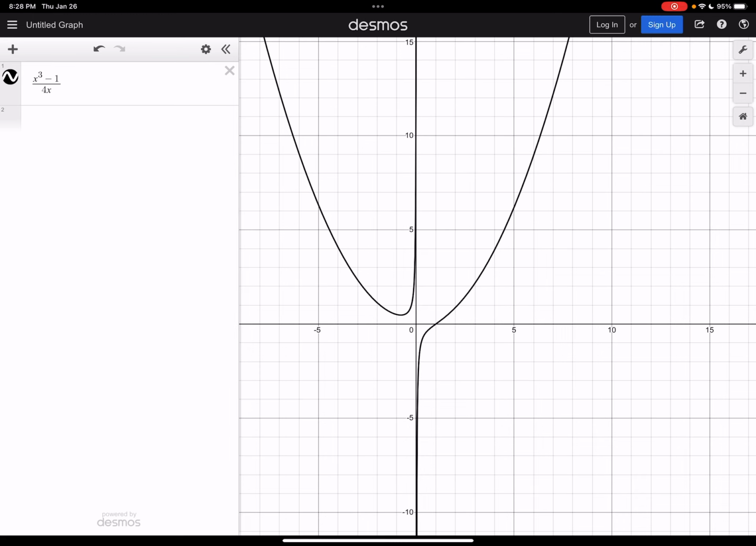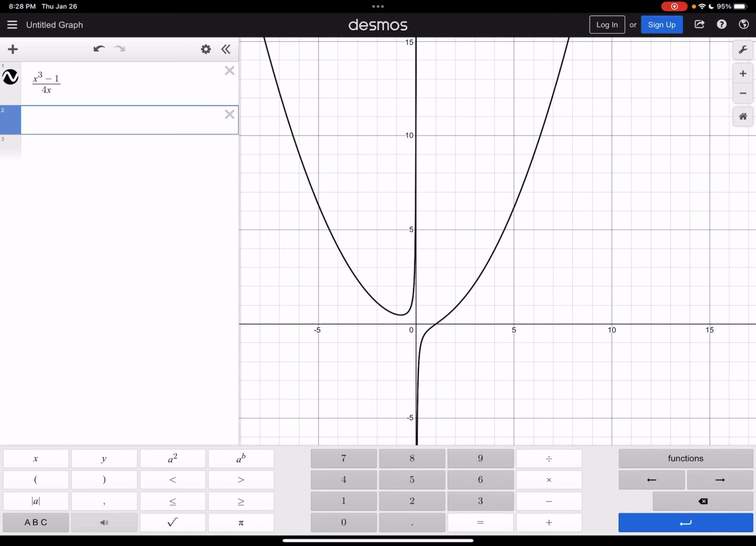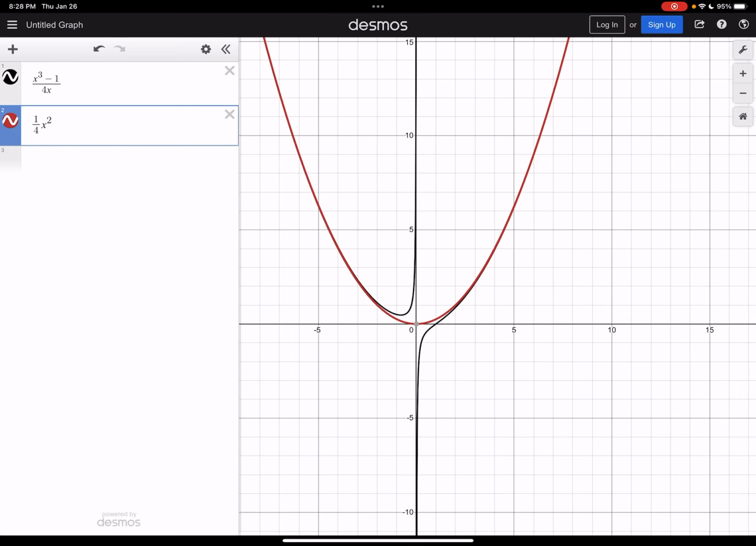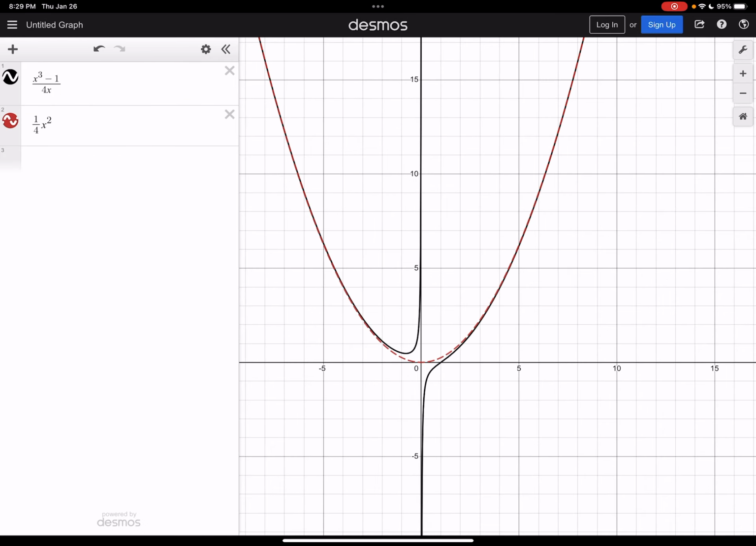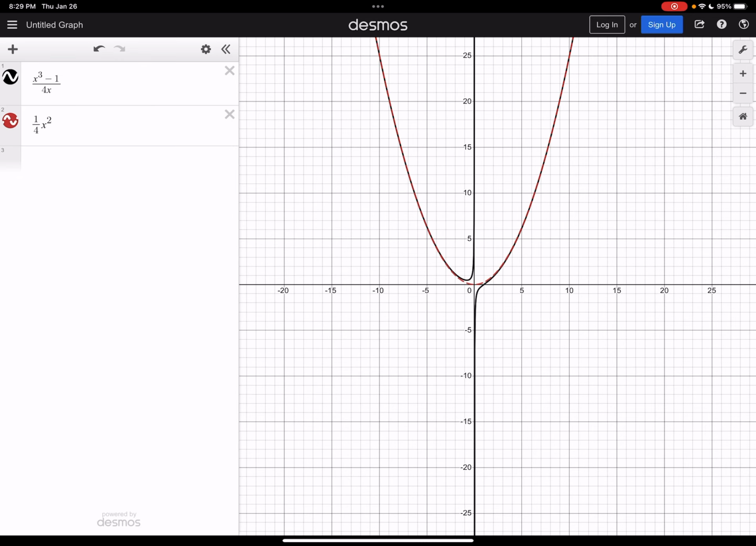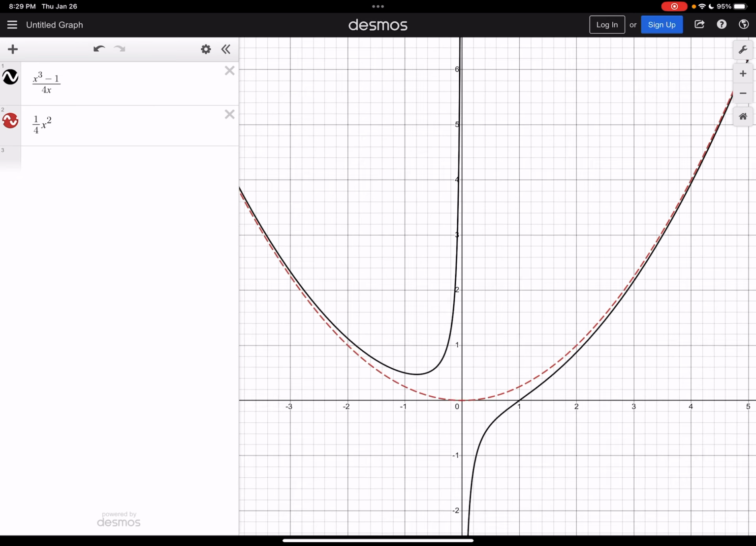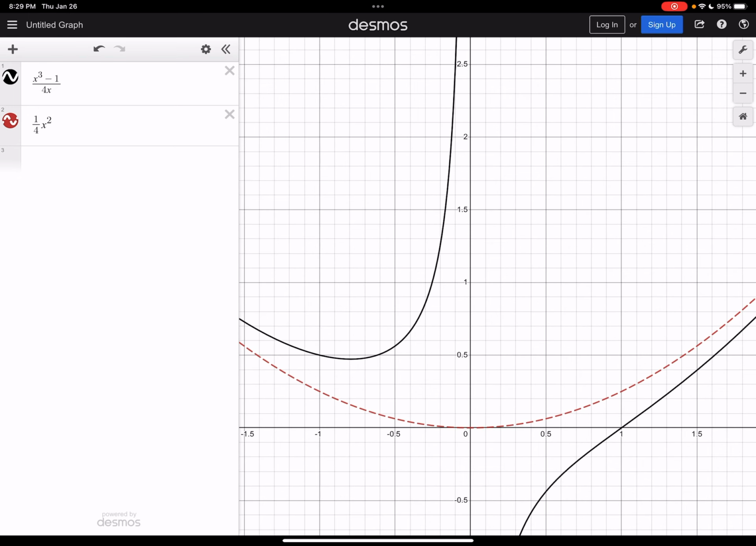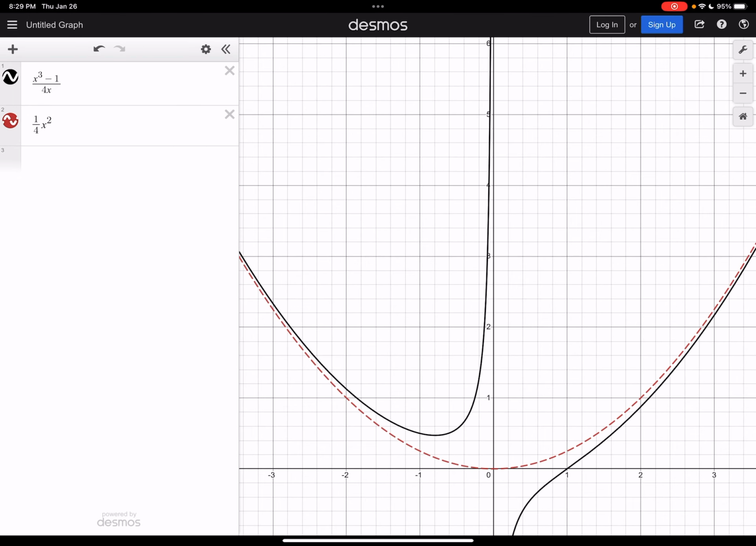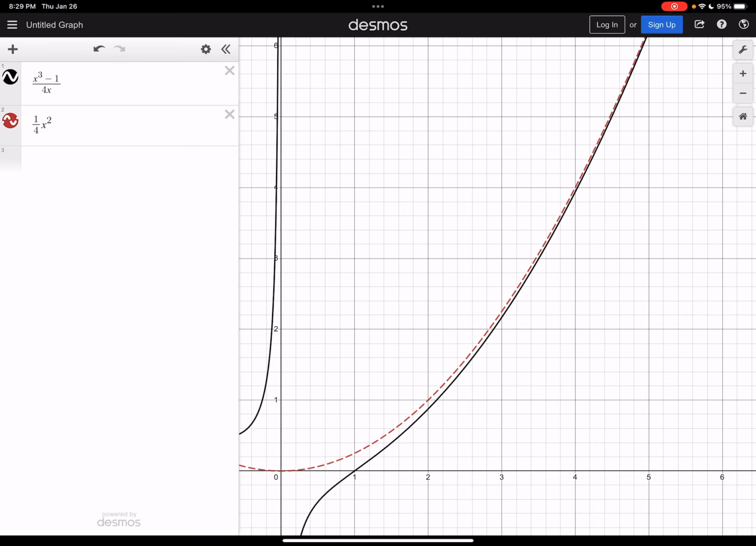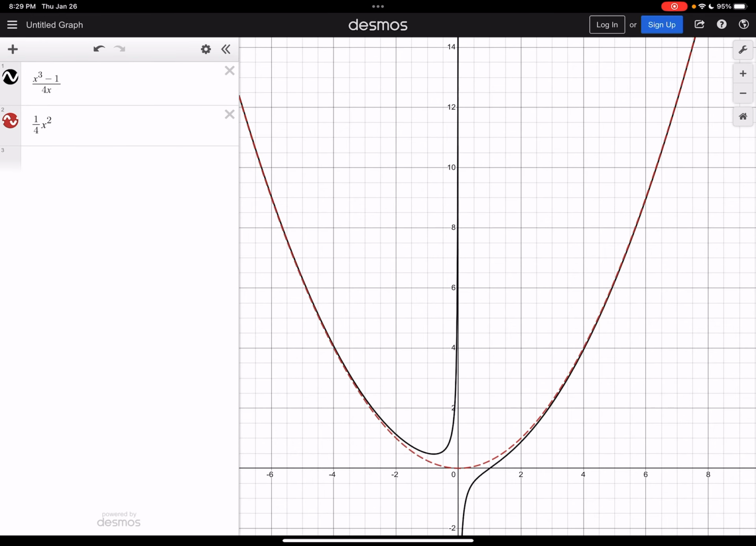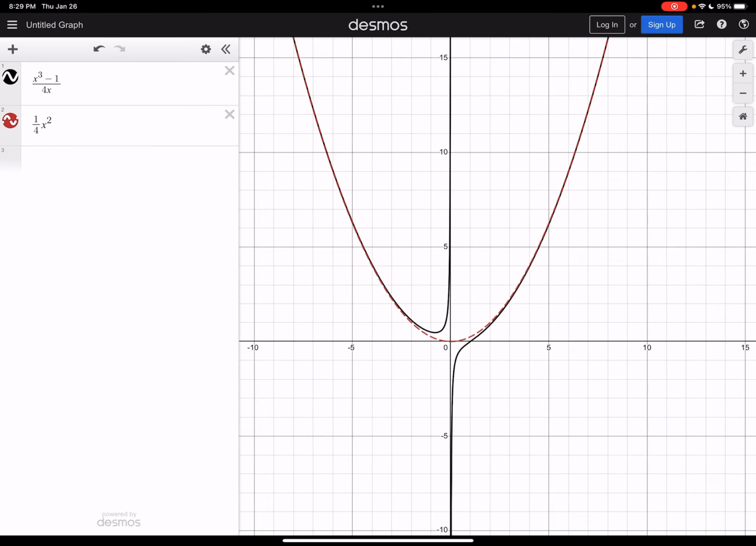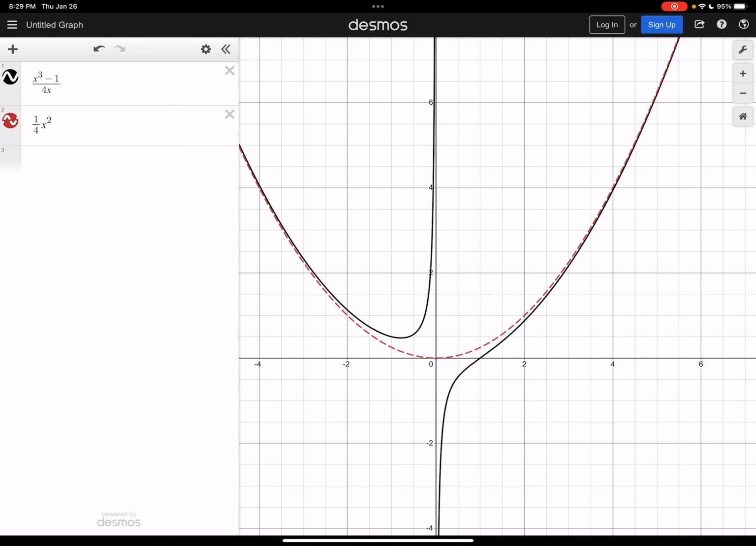And look, if you look at 1/4 x squared, and you call that your asymptote, look at that. It follows that asymptote perfectly. Wow. And then it's got the vertical asymptote at 0, and then it's curving like this. Isn't that bananas?